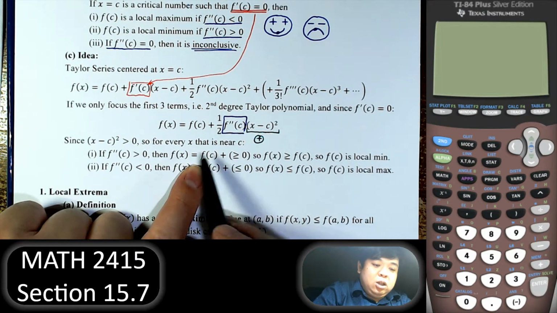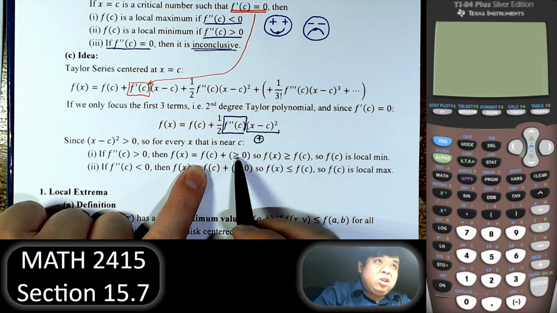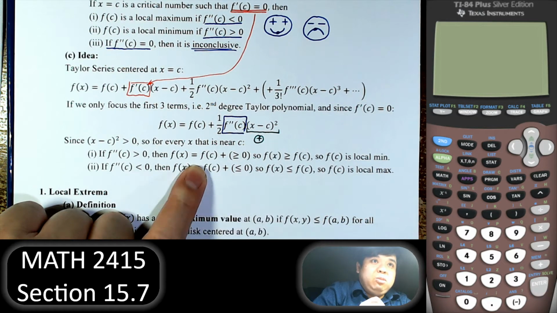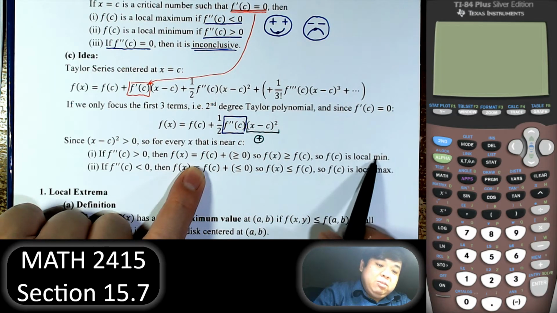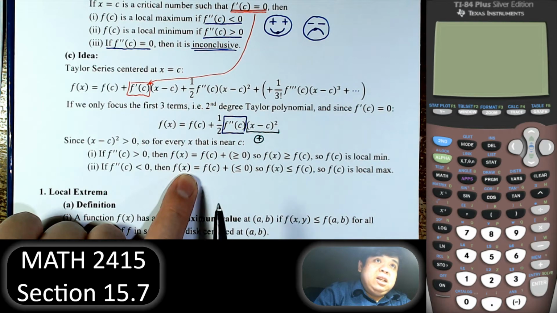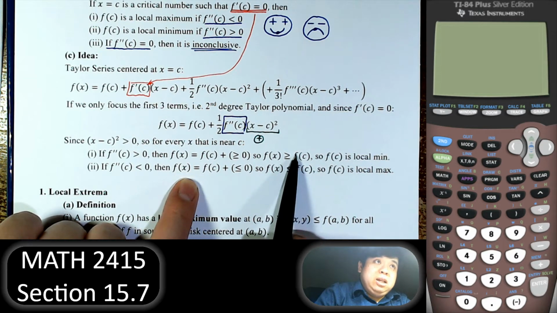Think about that. So which one is bigger? f of x equals f of c plus something positive. So obviously f of x is going to be bigger, right? Because the smaller one plus something positive is going to be something bigger. So in that case we have the minimum, because f of x is greater than or equal to f of c. So f of c is the smallest one of all, which is the minimum.